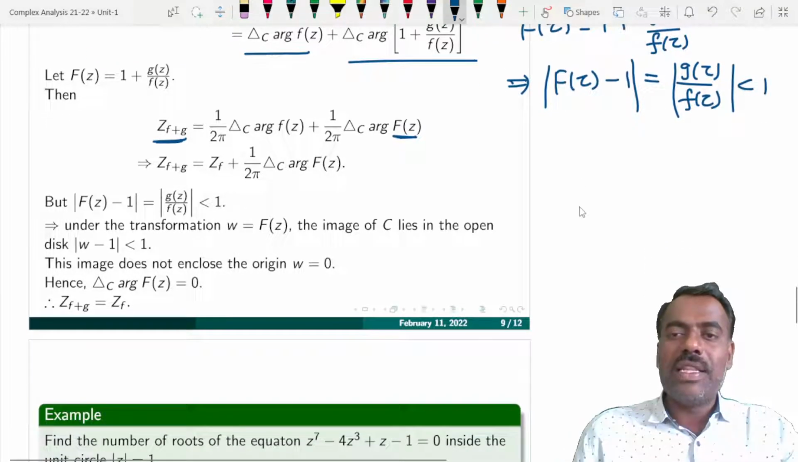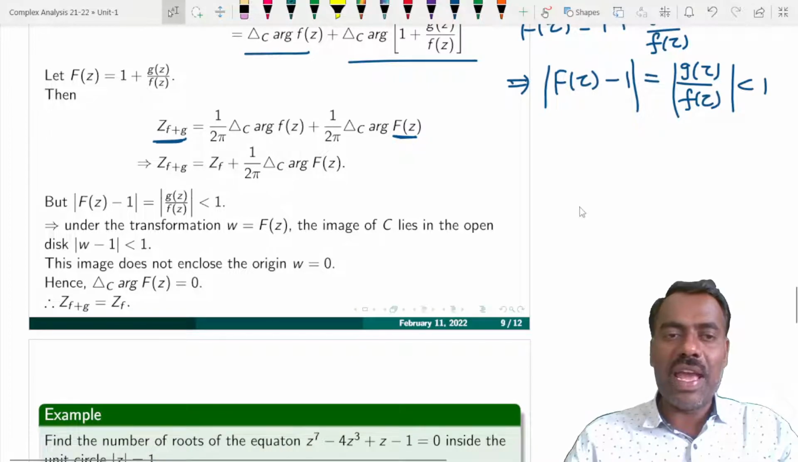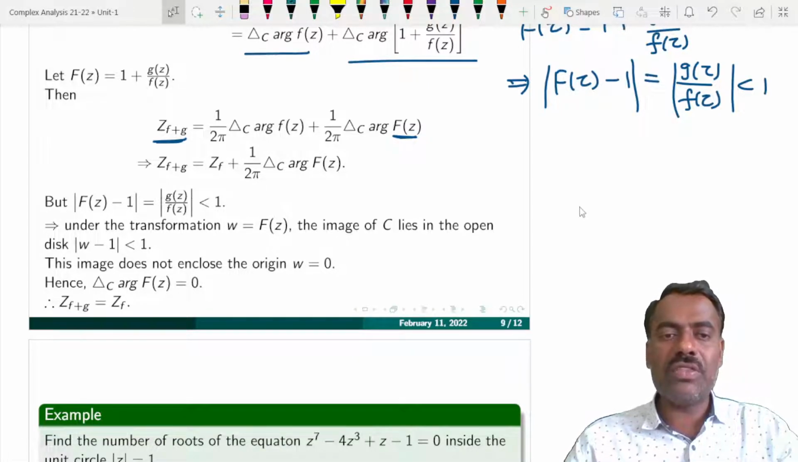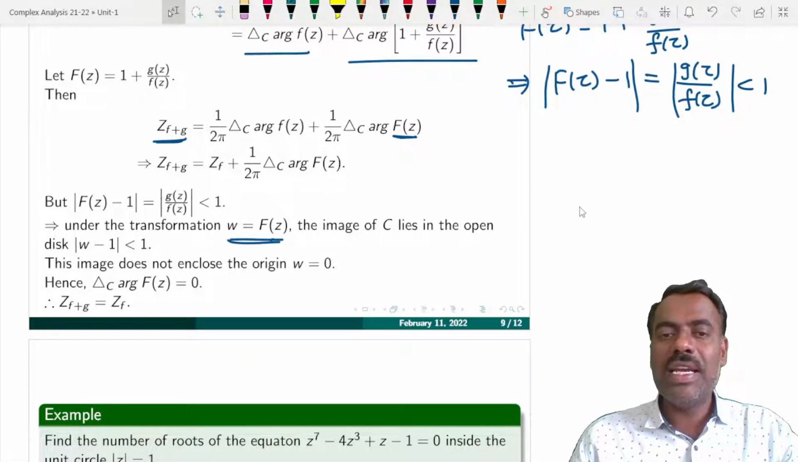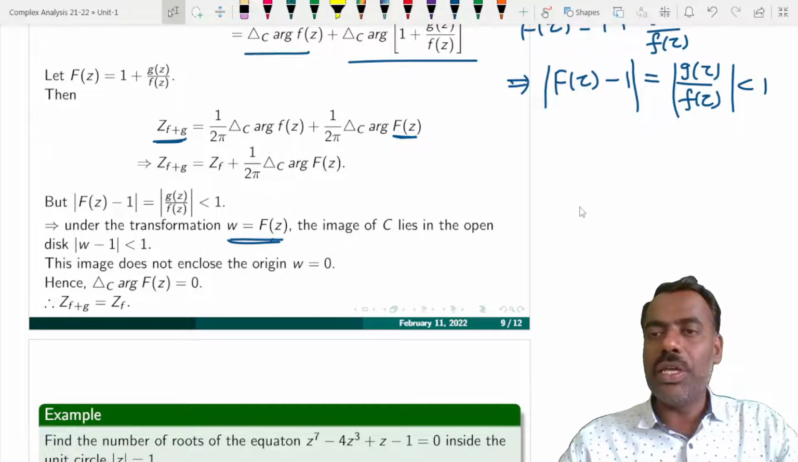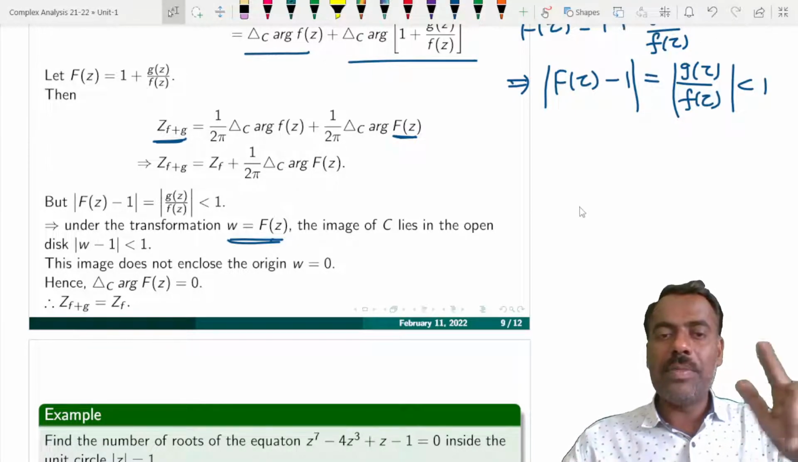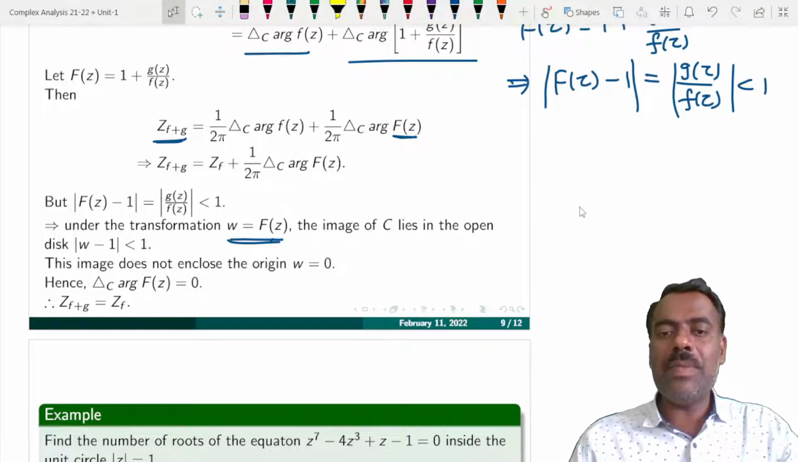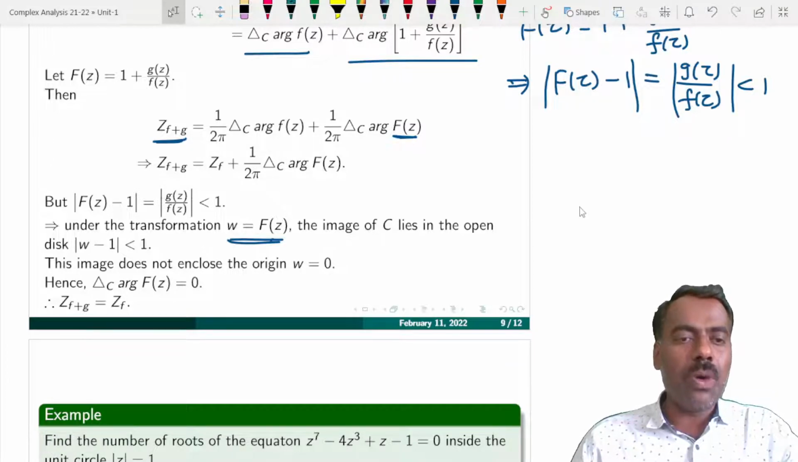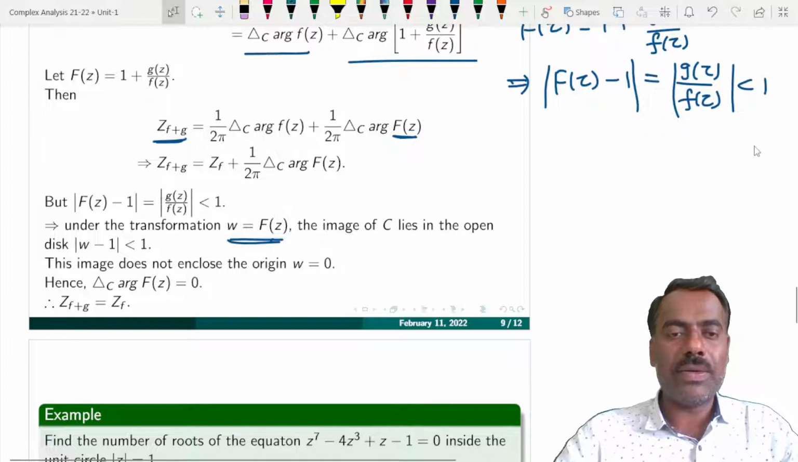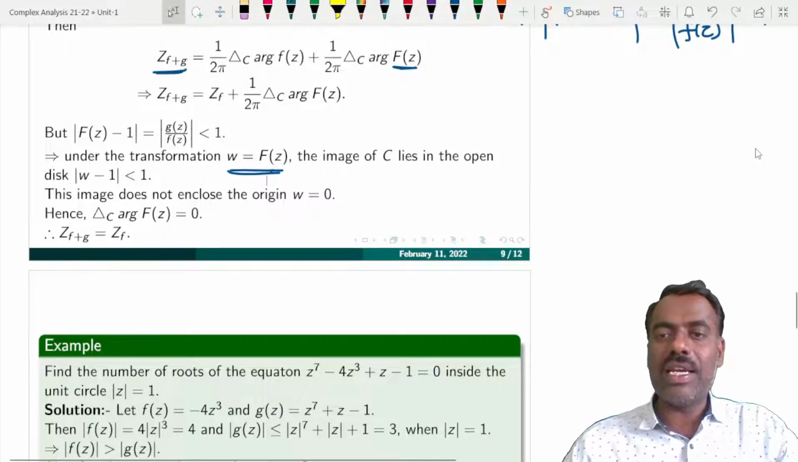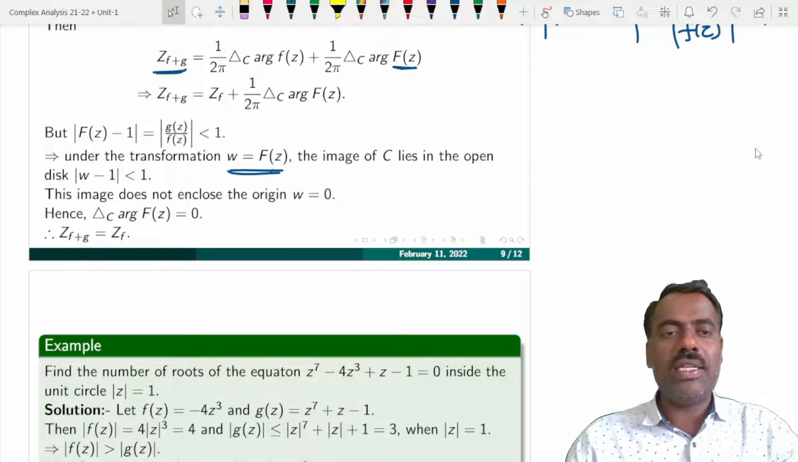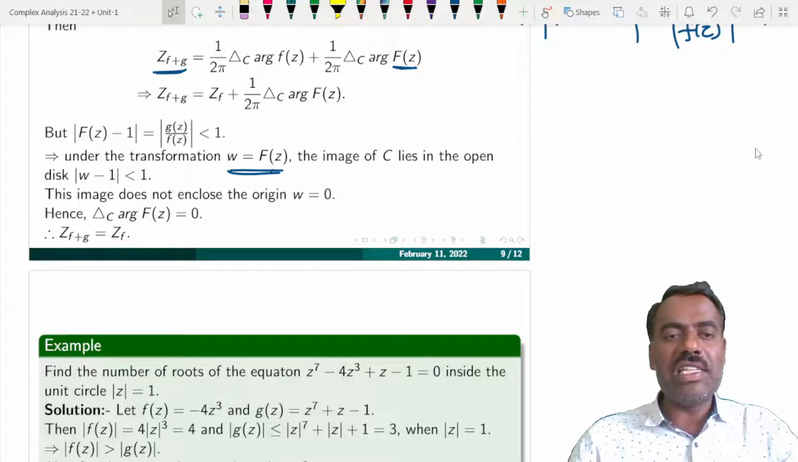That shows that whatever capital F of z we are having, under the transformation w is equal to capital F of z, this is not at all 0 here, because it is strictly less than 1. That means what? Under the transformation w is equal to capital F of z, the image of C lies in the open disk mod w minus 1 less than 1. Okay, so whatever we are taking here, it doesn't include 0.